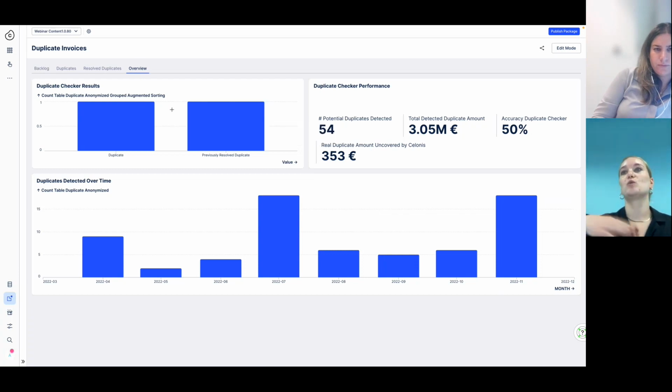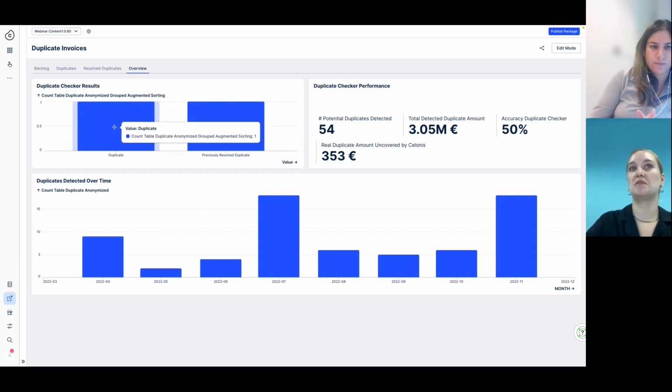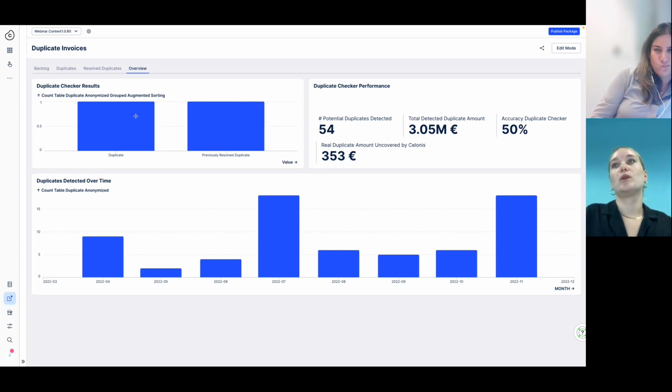So over time, once we sort all of these duplicates, we'll see, okay, maybe half of them were real duplicates and the other half were already resolved. So we saved half of these 3 million euros. This is also a way of fine-tuning the duplicate checker, because as we saw at Van Oord, it's not detecting everything yet. So we're starting this feedback loop to see why it was not detected, and how we can make sure that over time we improve this duplicate checker, so that it detects all duplicate invoices.